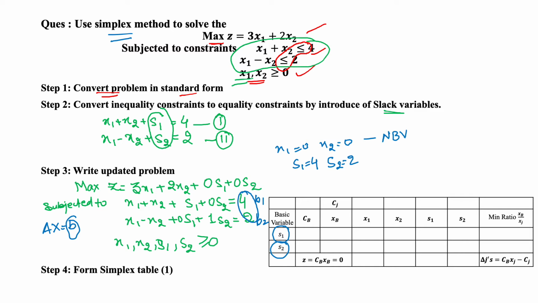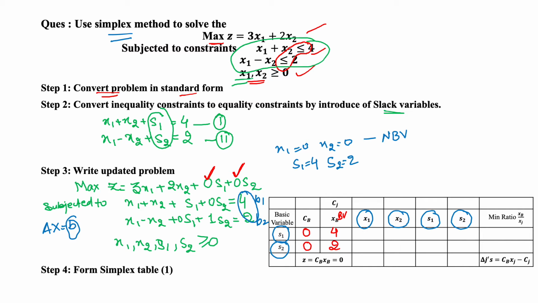How many variables do I have? x1, x2, s1, s2, a total of 4 variables. Now we will write the values of the basic variables in this. The basic variable value is 4 for s1 and 2 for s2. What is the value of the non-basic variables? For x1 it is 0, for x2 it is 0. Or you can say the coefficients of the basic variables in my objective function.